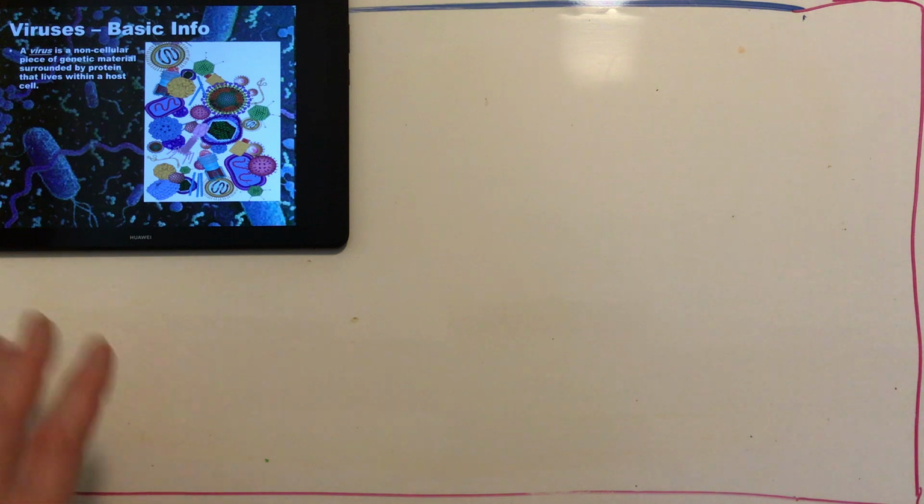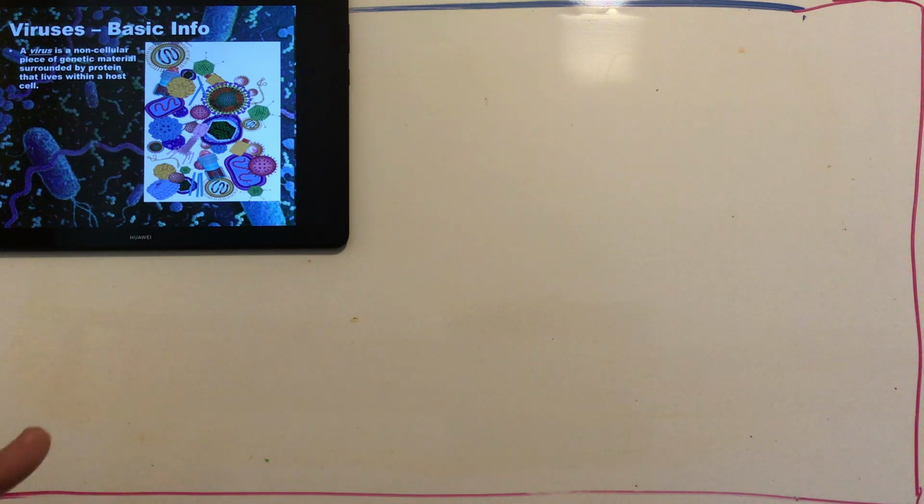Anyway, a virus is a non-cellular piece of genetic material, either DNA or RNA, and it's surrounded by protein. And that's all that's to it, is the nucleic acid, either DNA or RNA, and protein. There's no carbs, there's no lipids, there's not even any cells. It's non-cellular.